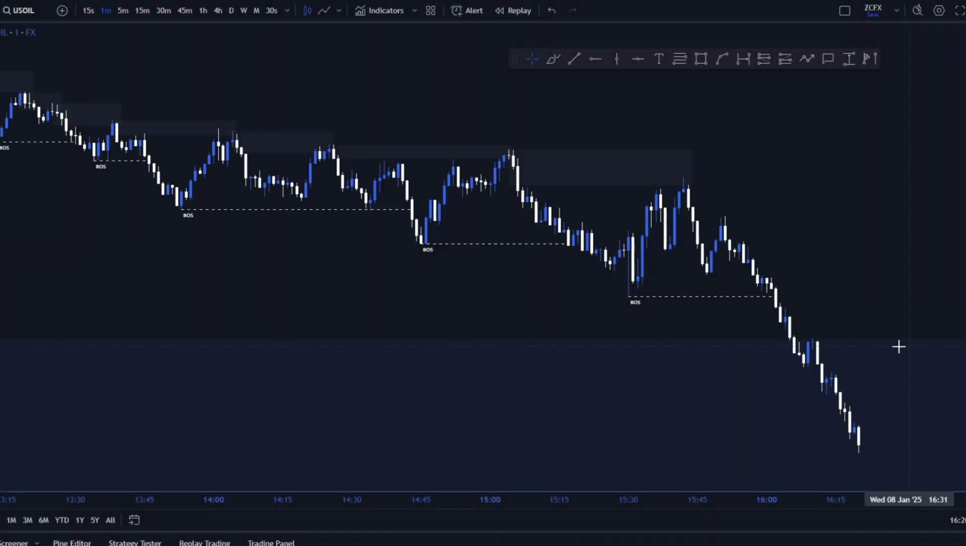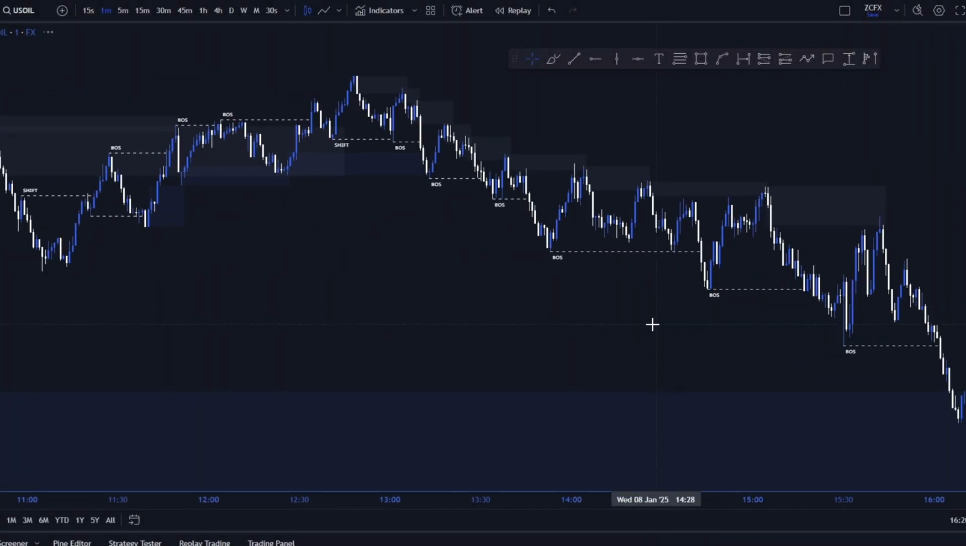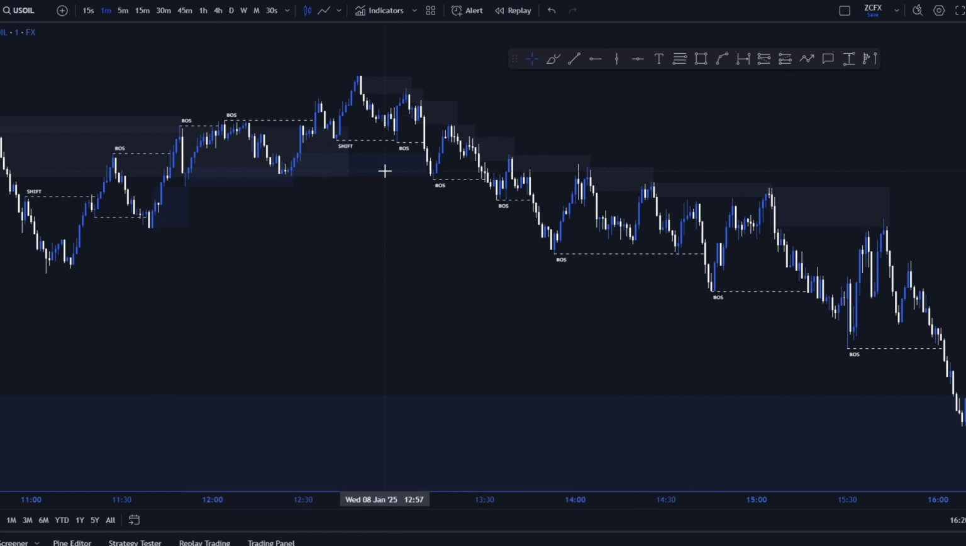Hey guys, so what I'm going to do is give you a little overview and explain the process behind all of this mapping here, and why, for example, this here is not a shift, and why didn't you get an entry there after the initial mitigation, or, for example, would you not consider this a CHoCH to the upside indicating a bullish market structure based on how I map structure.